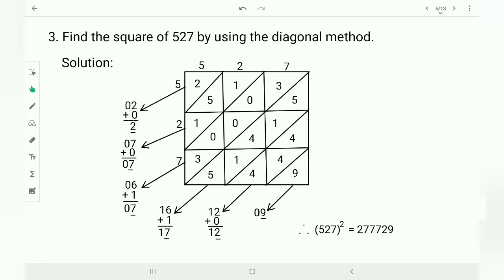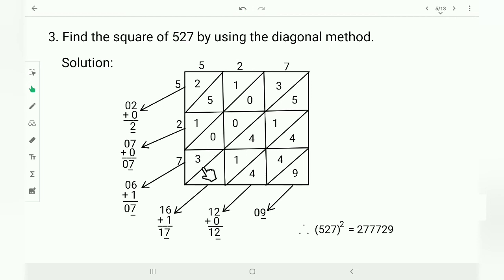5, 2, 7. Multiply the digit which is in front of the first row by the digits which are at the top of the columns, one by one. 5 5s are 25, I have written. 5 2s are 10, 1 0 I have written. 5 7s are 35, 3 5 I have written. Now 2 5s are 10, 1 0 I have written. 2 2s are 4, 0 and 4 I have written. Pay attention here. 2 7s are 14, 1 and 4 I have written.